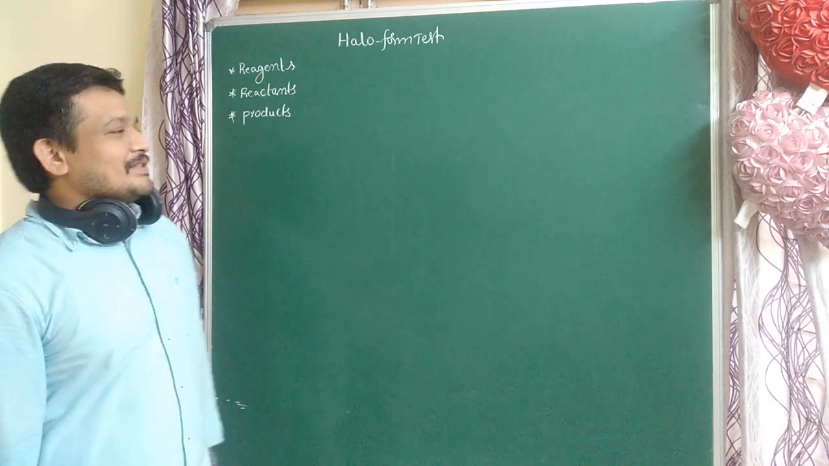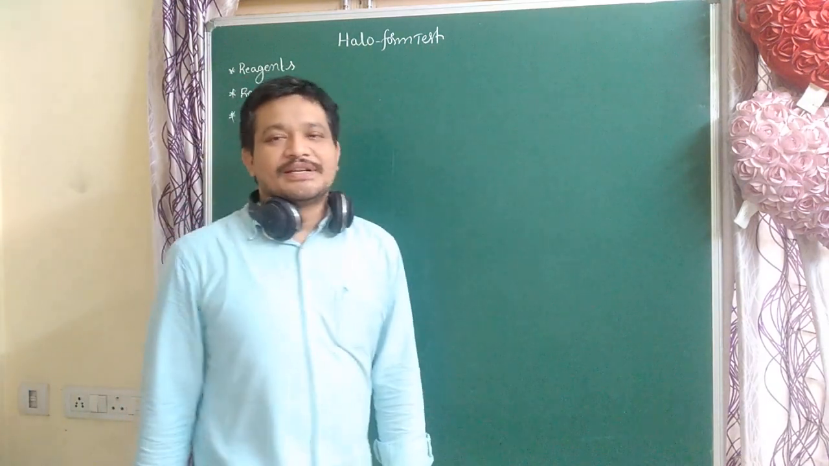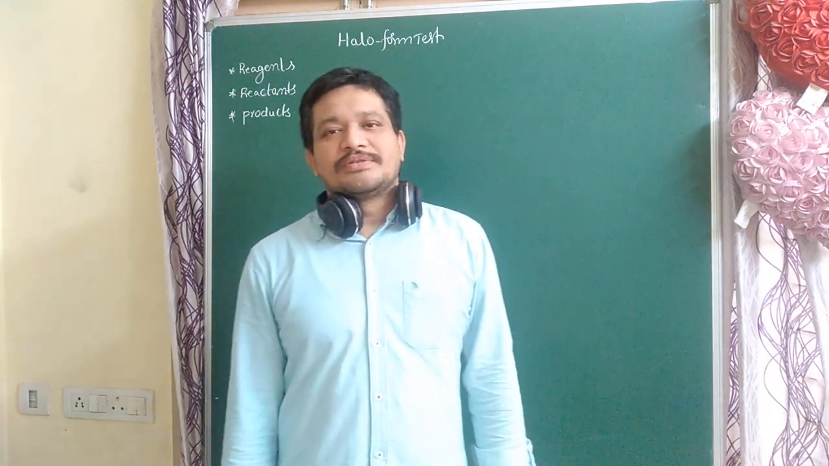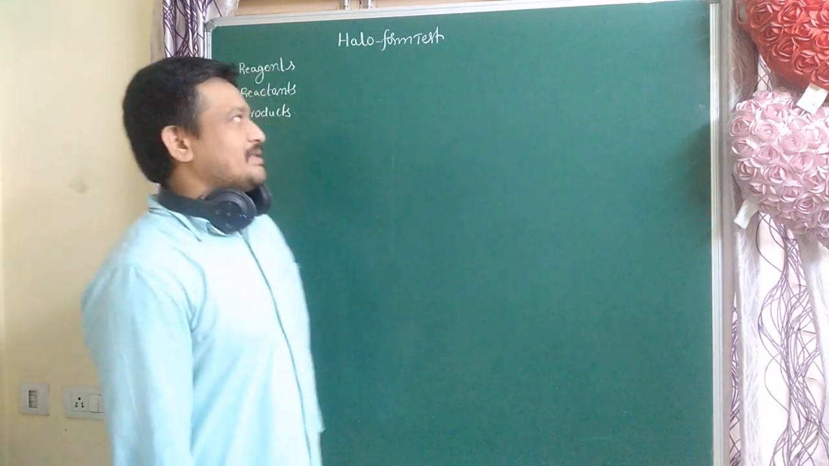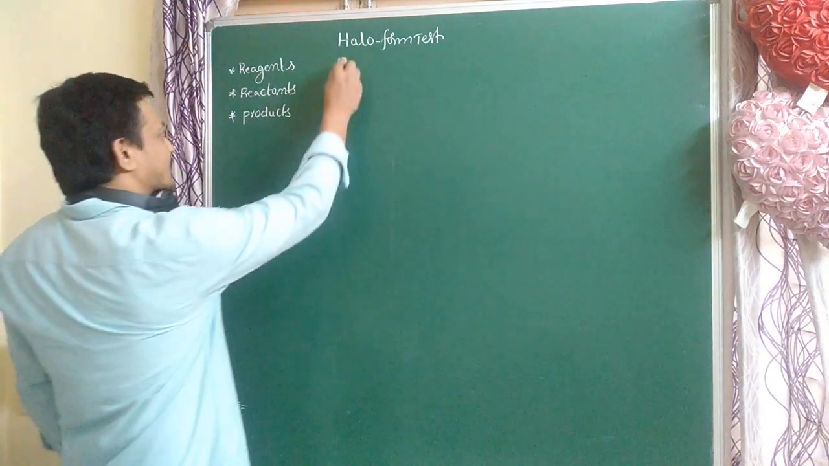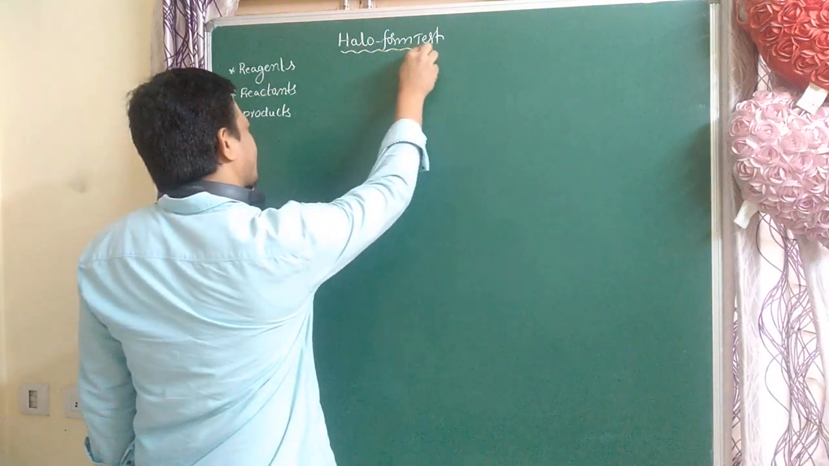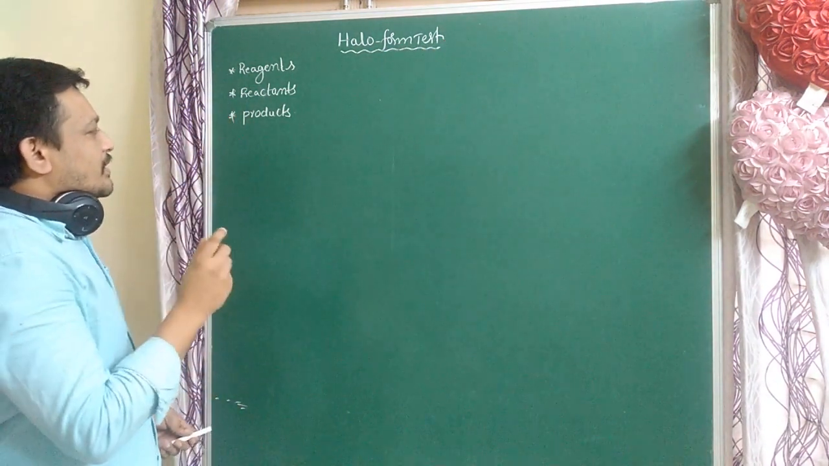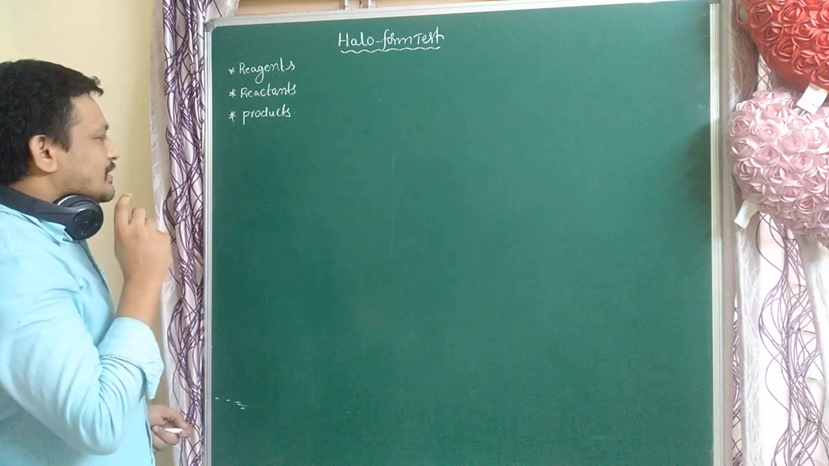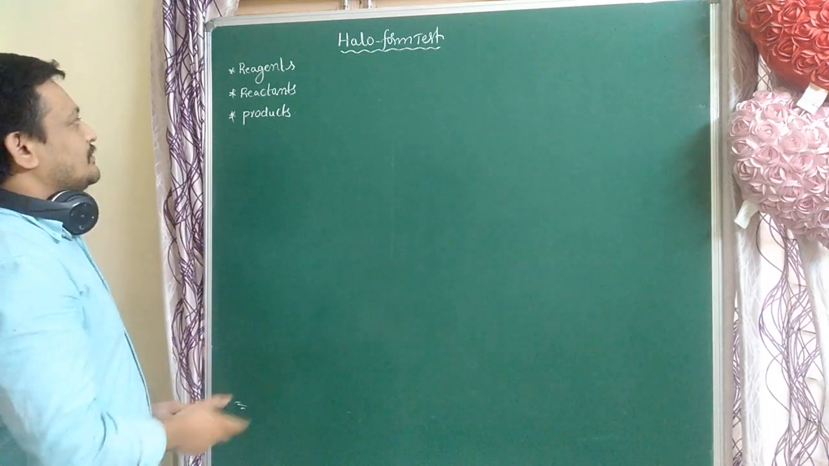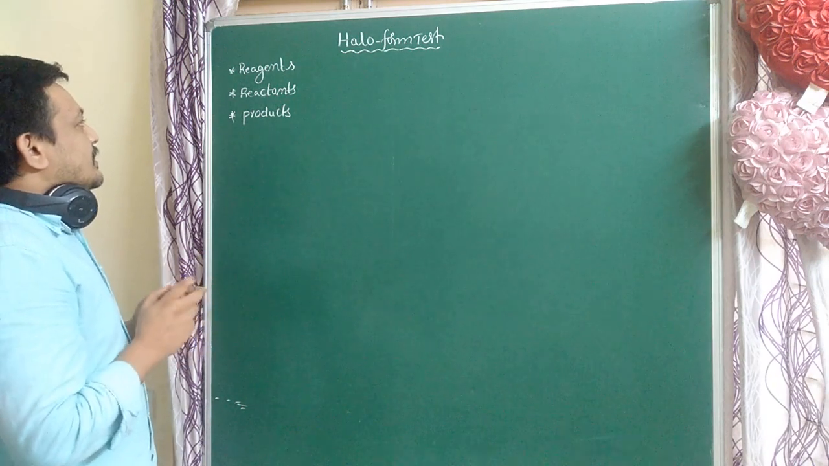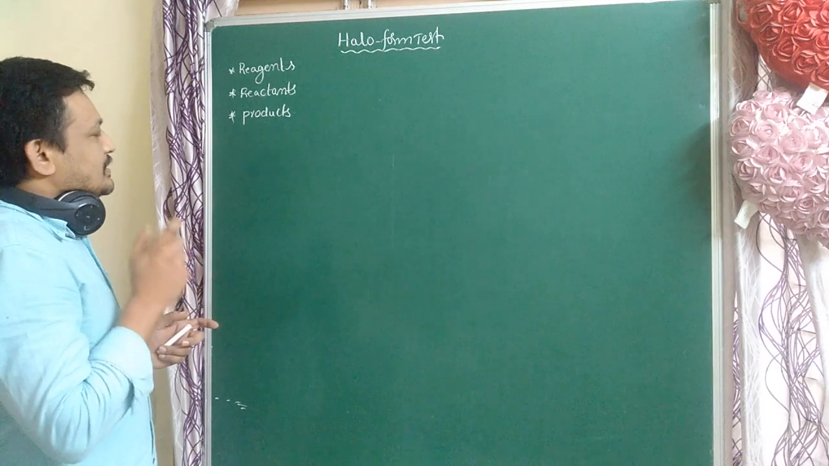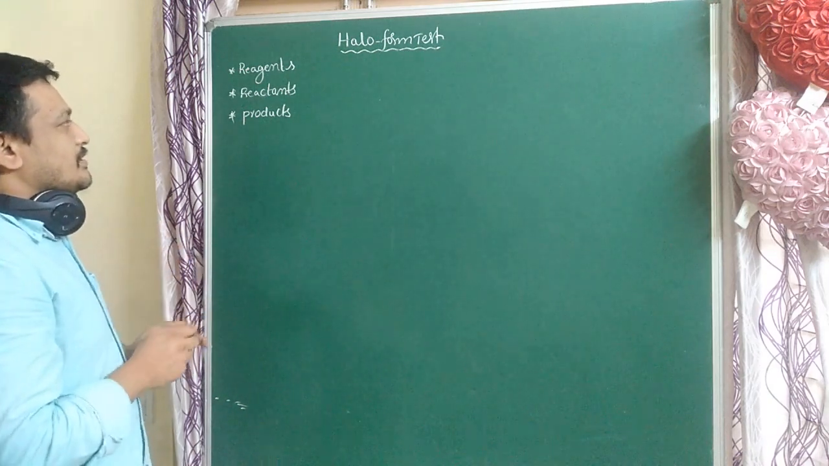Today we will discuss some important reagents in organic chemistry, that is, the halogen in presence of base, that is the haloform test. This is a very important test in organic chemistry. So how to identify whether the given equation is the haloform test or not? Based on reagents, reactants and products, we can easily identify whether this is a haloform test or not.